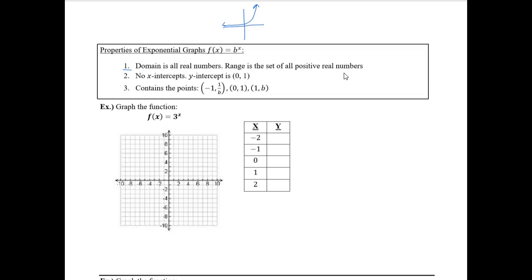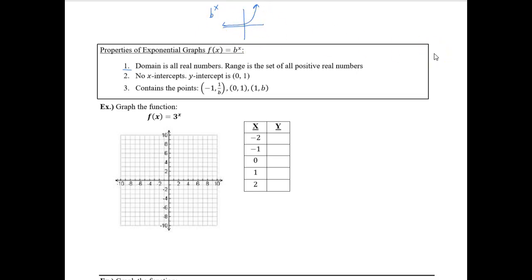So this is for when it's in the form b to the x, so there's no shifts or anything like that. We can see that the graph is going to stay above the x-axis. That's why the range, how far up and down, it'll get closer and closer and closer to the x-axis, but never cross it, never touch it. That's why the range is positive real numbers. And it's going to go left and right forever, so that's the domain.